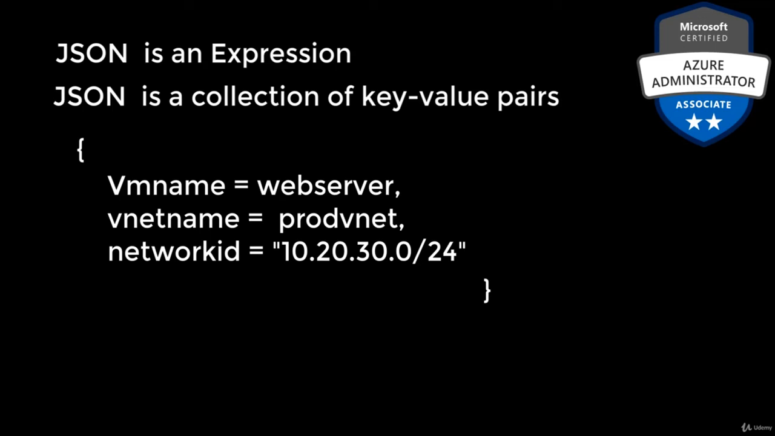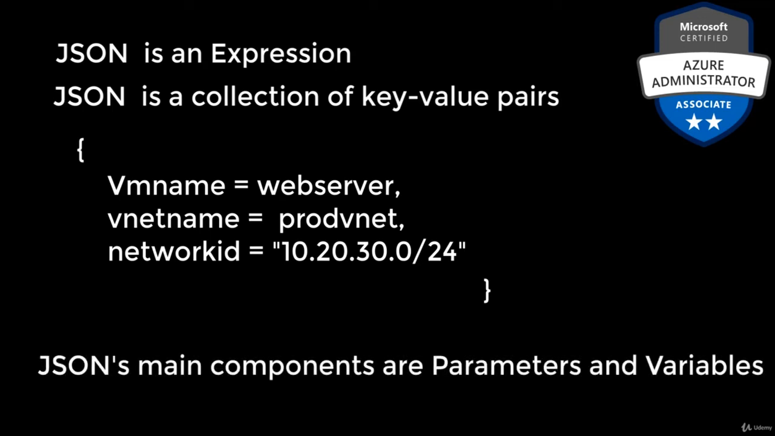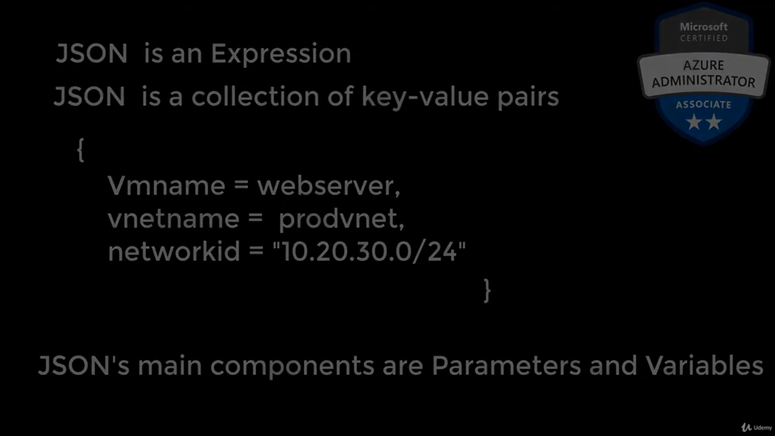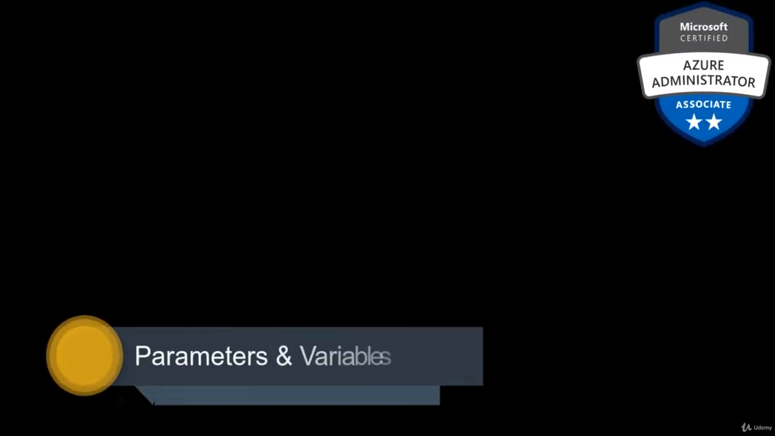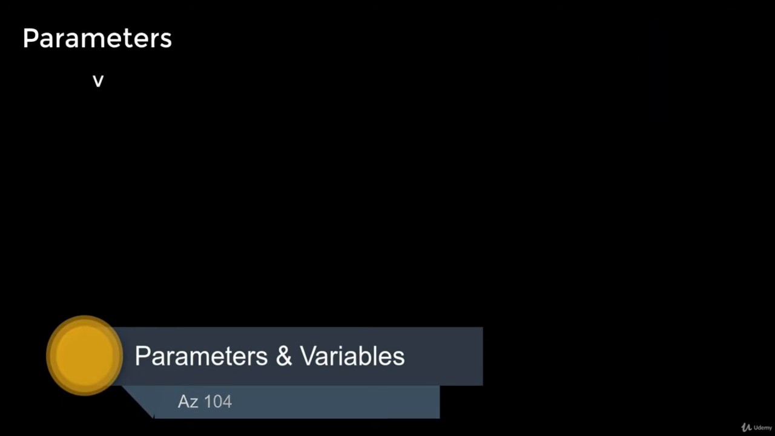When it comes to JSON, we need to understand what parameters are and what variables are. In the next two sections, we will be talking about parameters and variables. Starting with parameters. In parameters, you specify which values you can input when deploying the resources. That means you have the option to specify which values are configurable when the template runs.